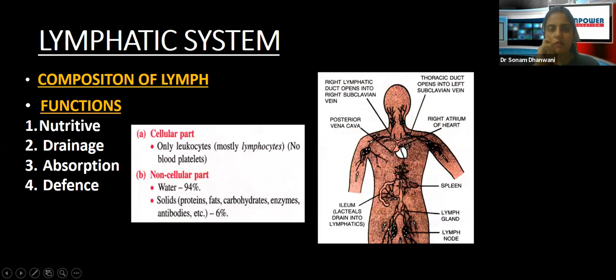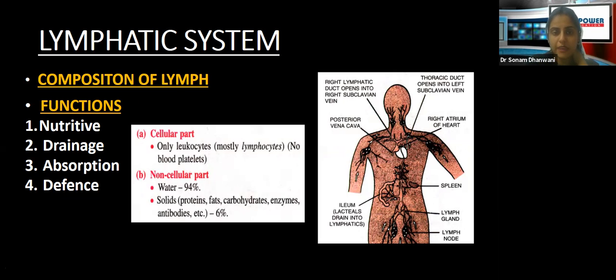Next thing, now there is something known as the lymphatic system. Okay, we have seen what is lymph. Lymph is again another fluid which is present in our body. So that is about the lymph. Now, what is the composition of lymph? It has a cellular part and it has a non-cellular part.